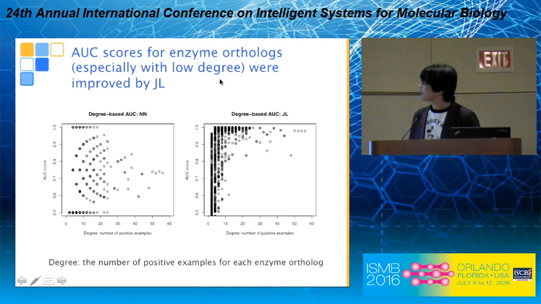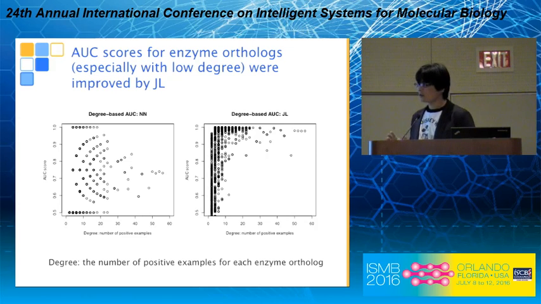And here, especially with the low degree, where the degree means the number of positive examples for each enzyme ortholog, which is represented as the horizontal axis here, and the vertical axis represents AUC scores, and NN and JL results are represented in the left and right panel as well, respectively. And it is clearly shown that JL performed better, especially with the low degree of the enzymes.